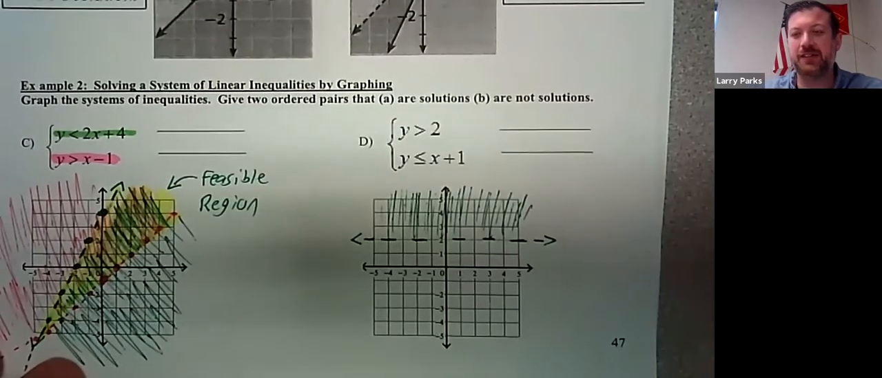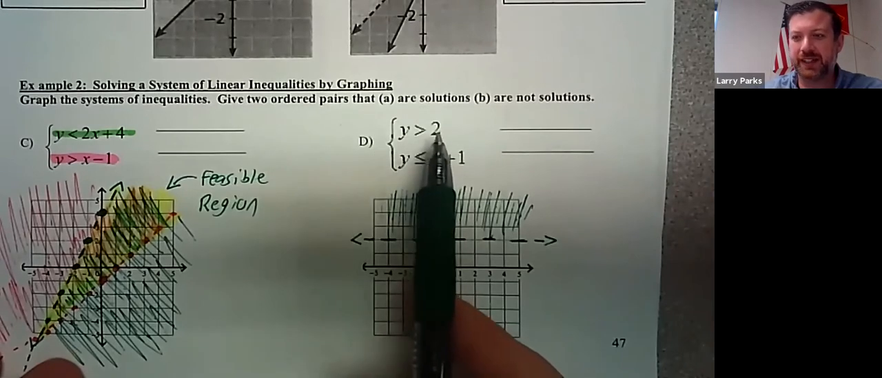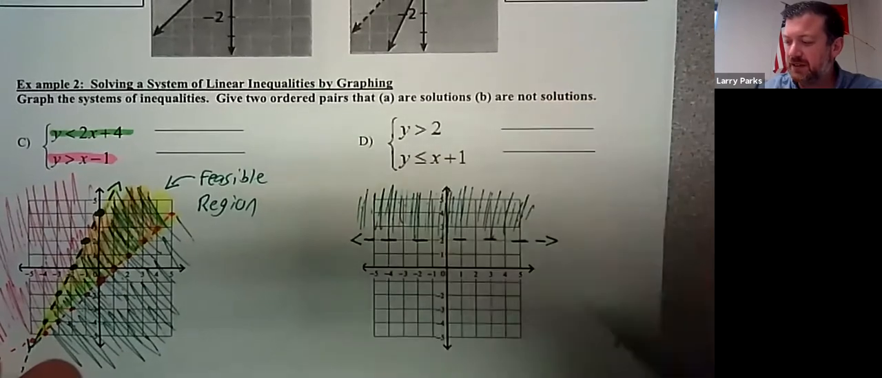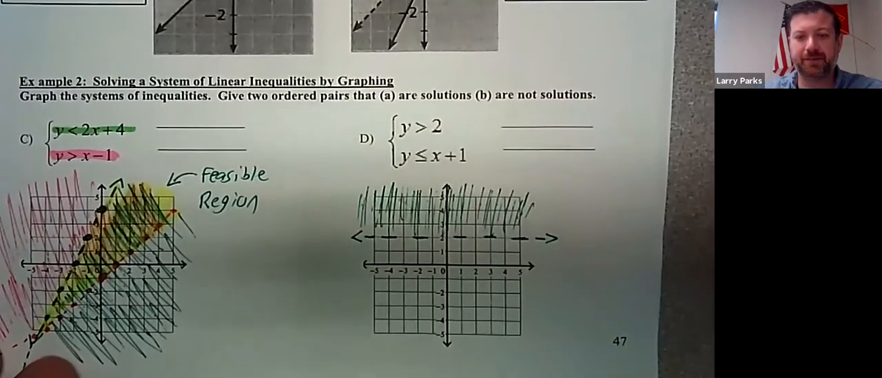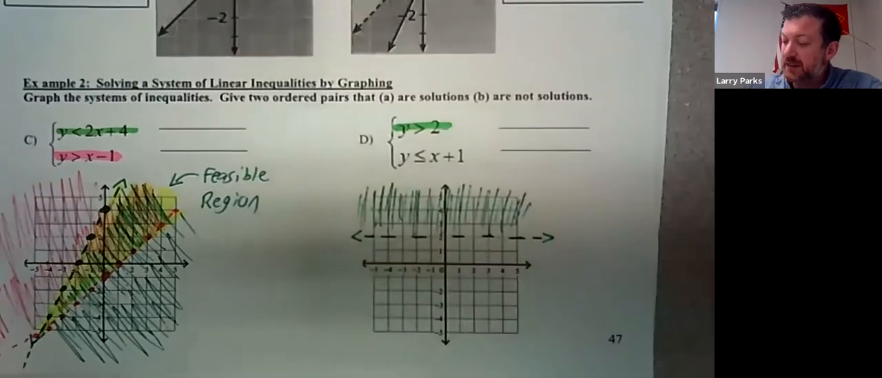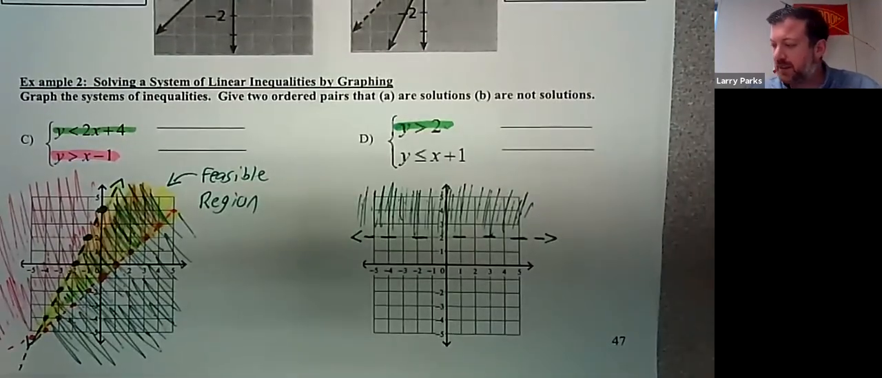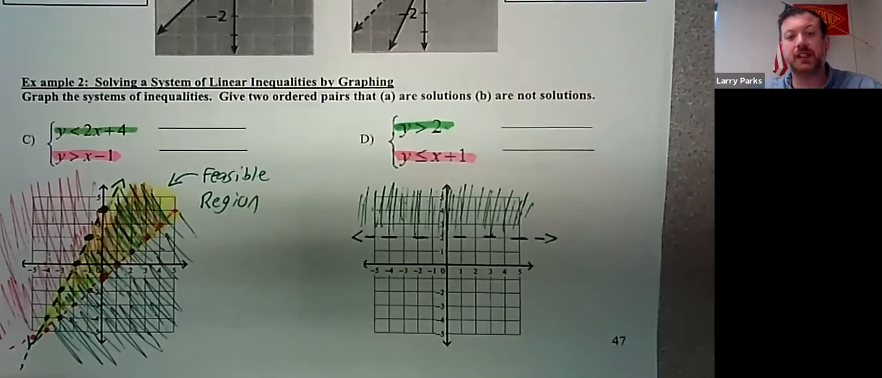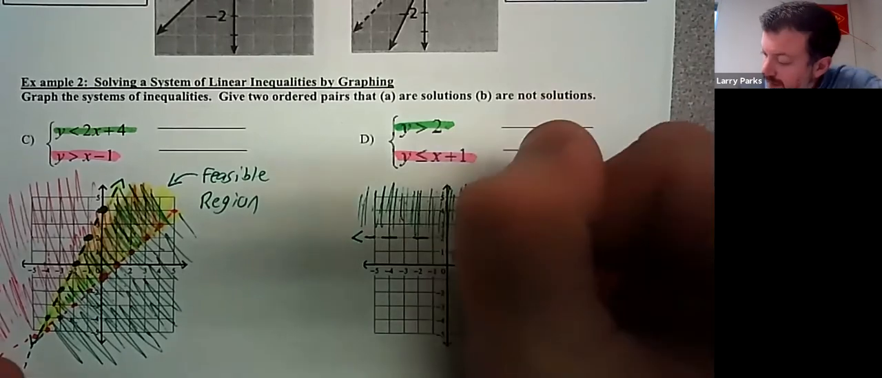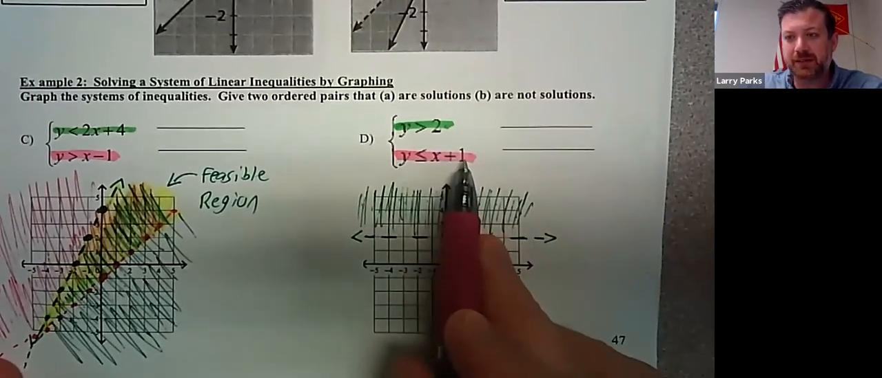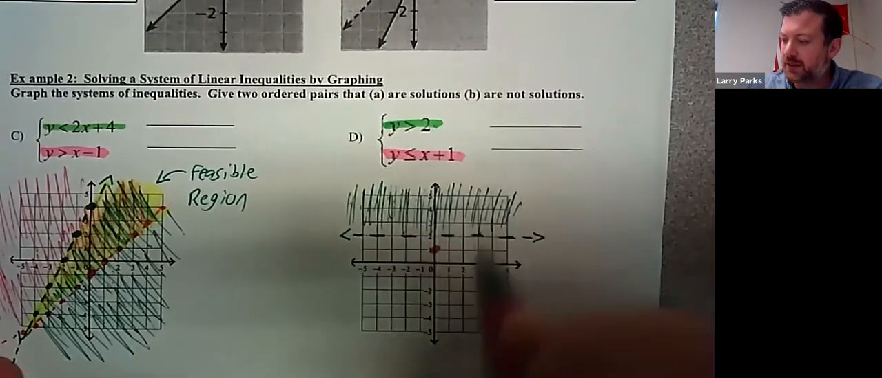Now, why did I shade above? Because it's greater than, and in our notes we said greater than, you shade above. And then y is less than or equal to x plus 1. I'll identify this as my green one. So I start at 1, because that's the y-intercept. Slope is 1 over 1. So I go up 1 over 1.